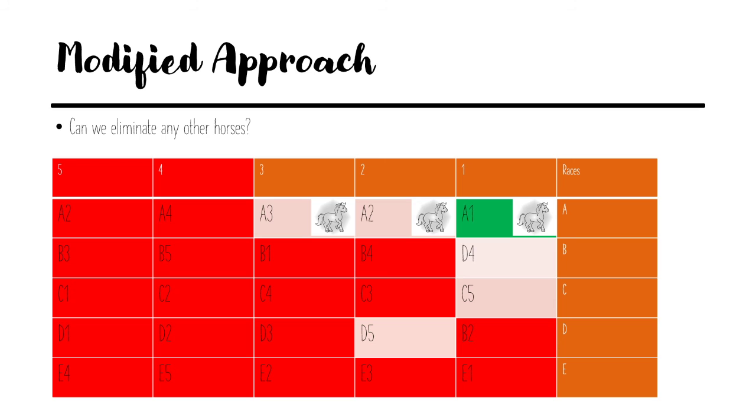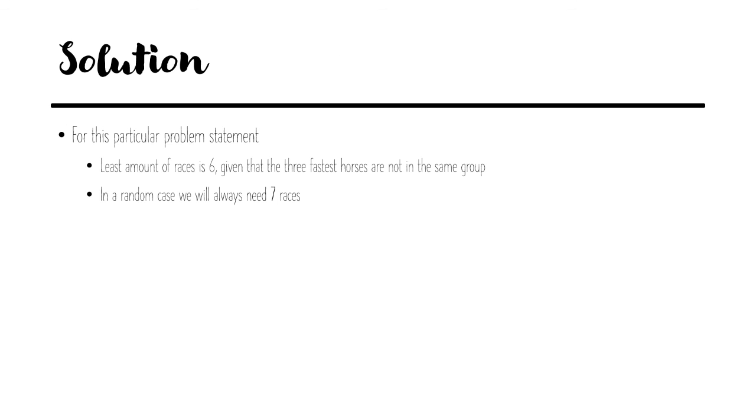So we still need to do a race here. And the race is simple. We need to check D5, C5, D4, A3, A2 on who's the fastest. And that's our final race. So let's do that race, and from that race we will see, okay, A1, A2, A3, fastest horses in the game. That's the solution. So let's see.